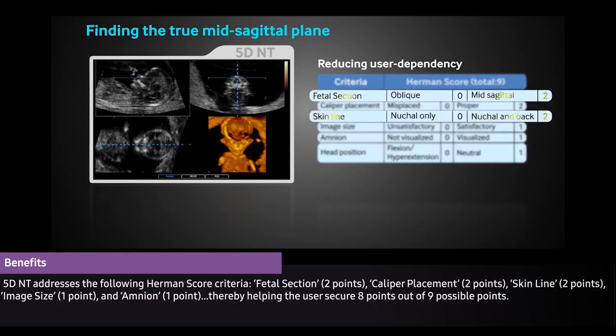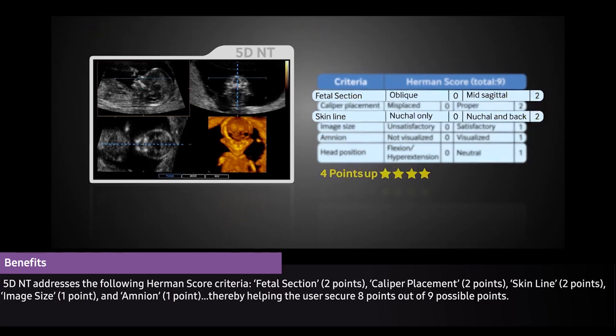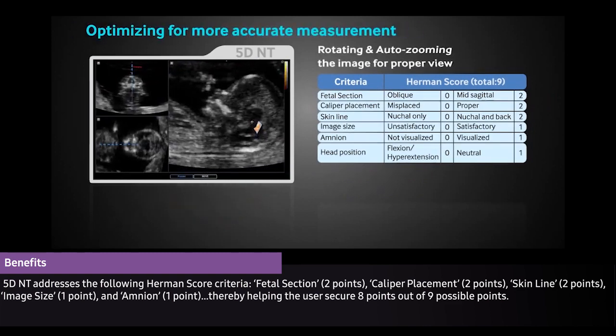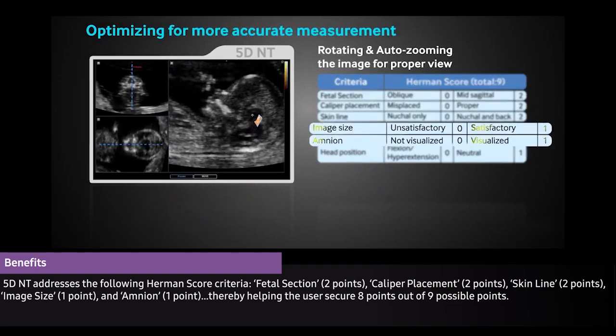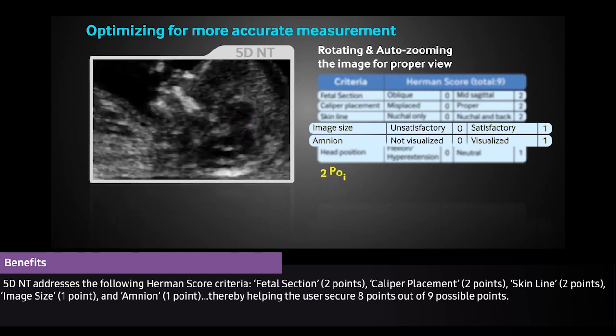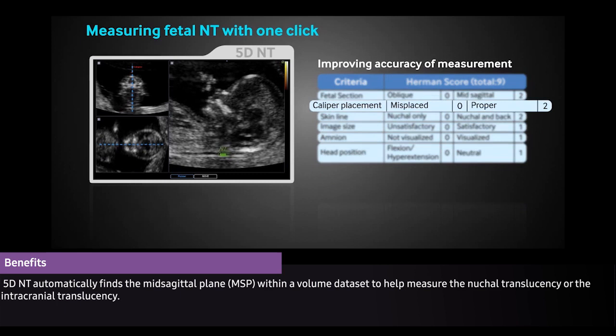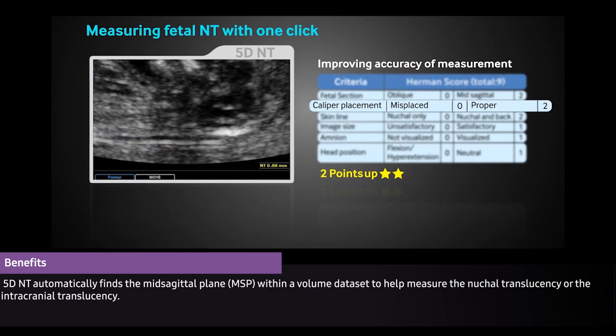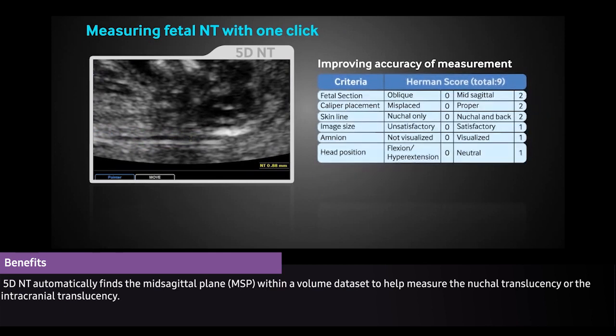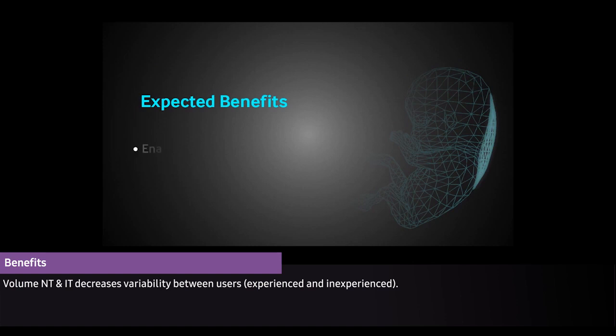5D NT addresses the following Herman score criteria: fetal section, 2 points; caliper placement, 2 points; skin line, 2 points; image size, 1 point; and amnion, 1 point, thereby helping the user secure 8 points out of 9 possible points. 5D NT automatically finds the mid-sagittal plane MSP within a volume dataset to help measure the nuchal translucency or intracranial translucency. Volume NT and IT decreases variability between users, experienced and inexperienced.